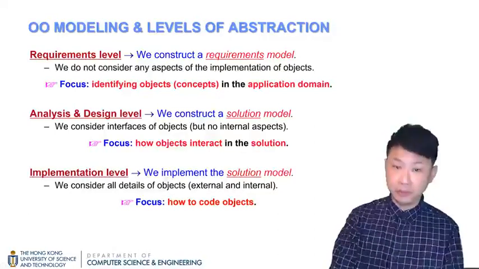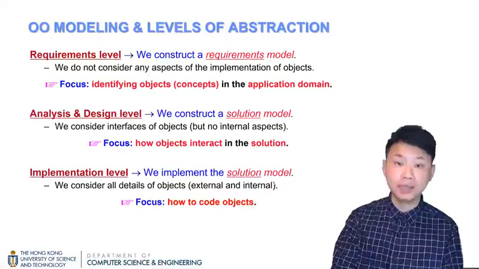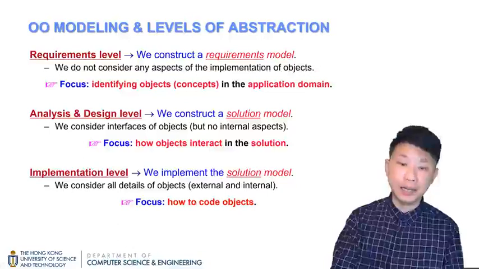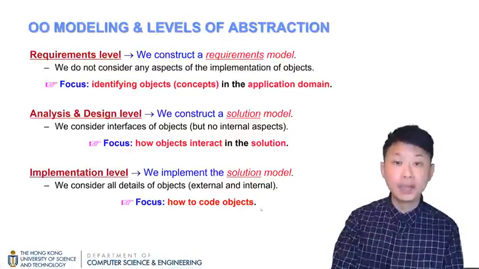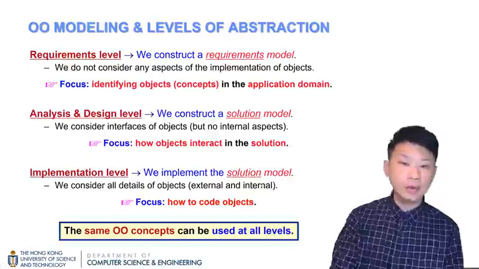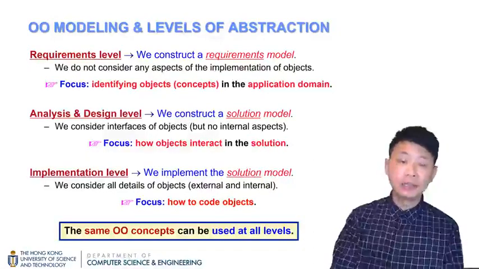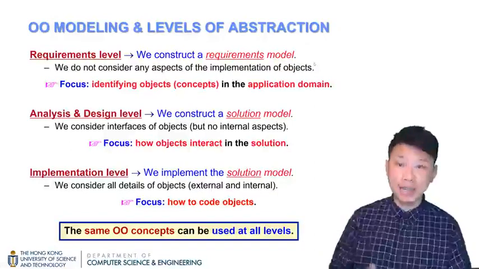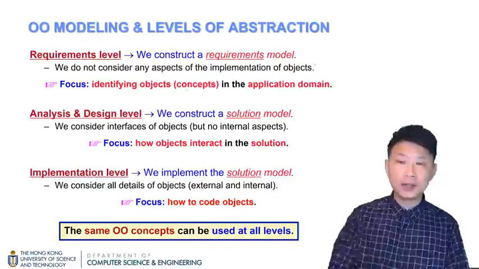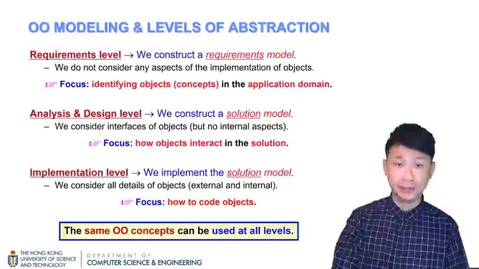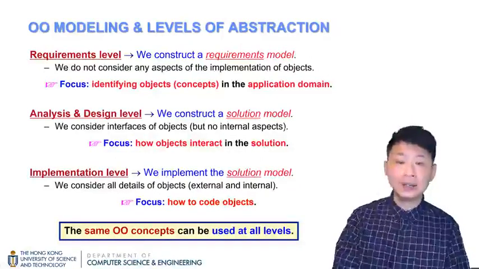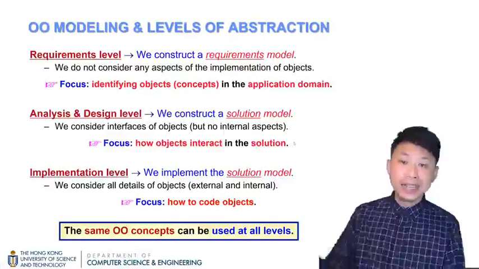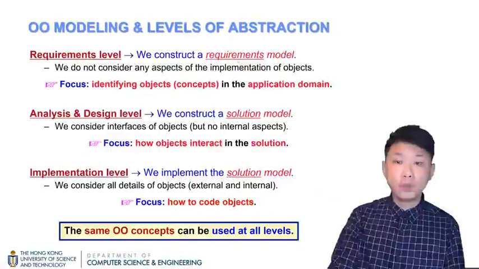Eventually we're going to implement the solution model, and turn the solution model into a set of source code, or a set of code objects. So the same OO concepts can be used at all levels. In this course, we are going to focus on two models. One is the requirement model to capture all the data requirements, all the important objects that we need within a software system. And the other is how we actually design the solution model that we're going to use for implementation. In this lecture, we focus on the requirement model.